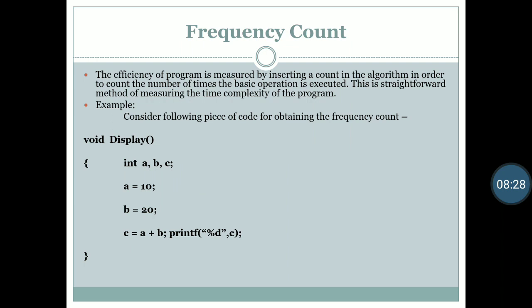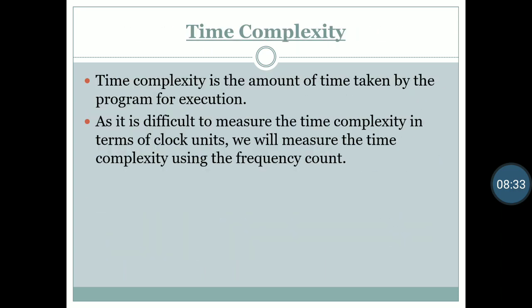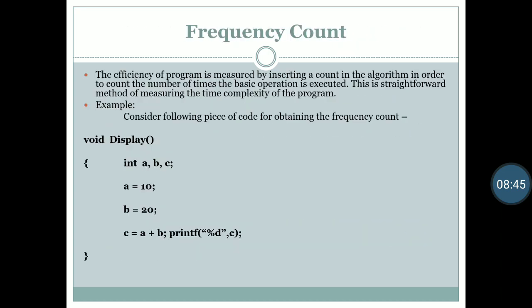Now, what is frequency count? We have already studied in this slide that time complexity in terms of clock count cannot be measured, so we have to use the frequency count. So what is frequency count? Frequency count is measured by inserting a count in the algorithm in order to count the number of times the basic operation is executed. This is a straightforward method of measuring the time complexity of the program.